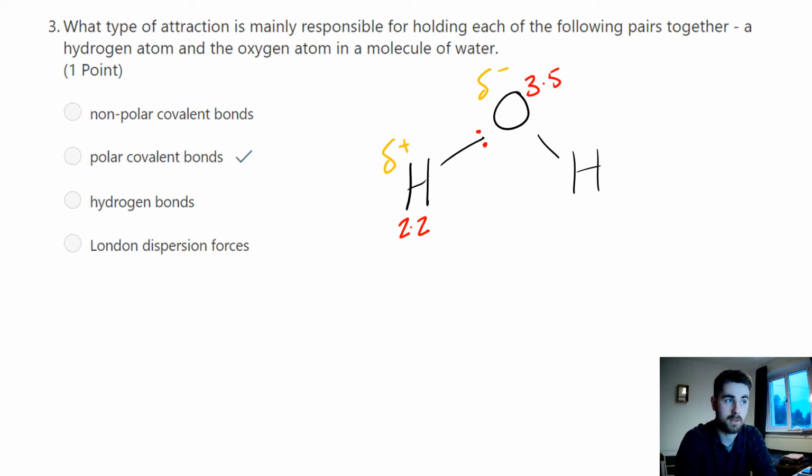So that bond that's holding together the oxygen and the hydrogen atom is a polar covalent bond. Again, we can neglect hydrogen bonds and London dispersion forces because we're talking about the bonds within a molecule, not between molecules.